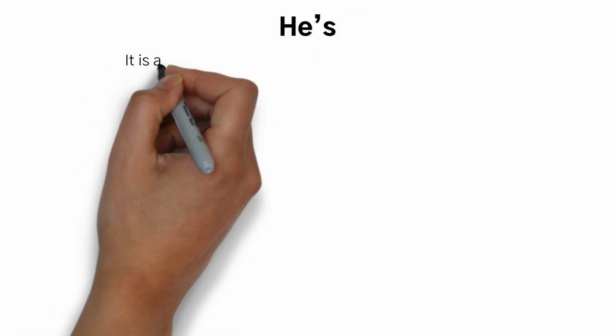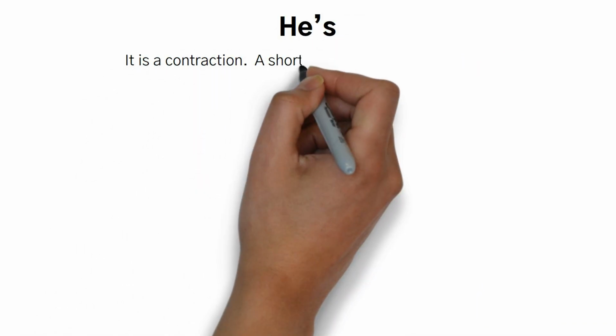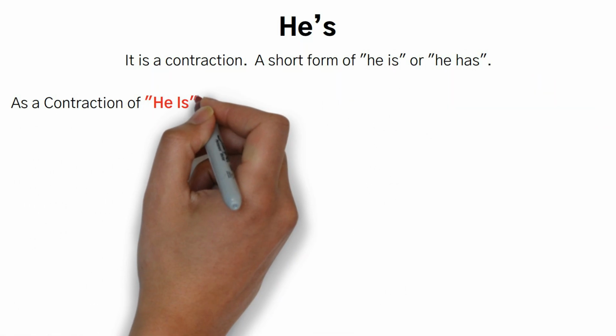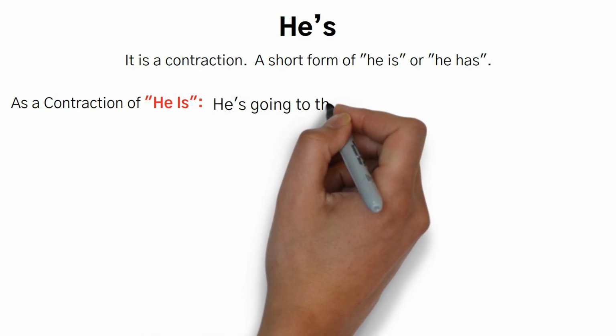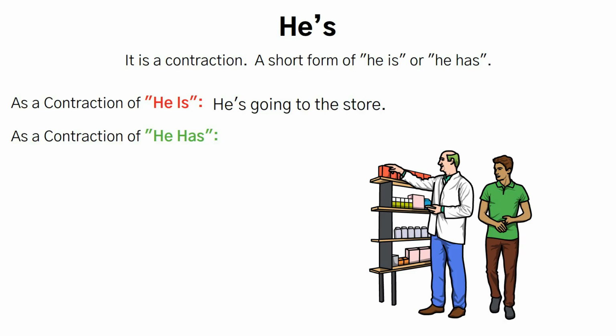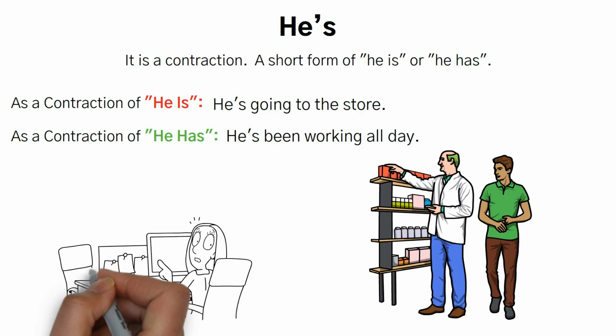He's: it is a contraction, a short form of he is or he has. For example, as a contraction of he is, he's going to the store. As a contraction of he has, he's been working all day.